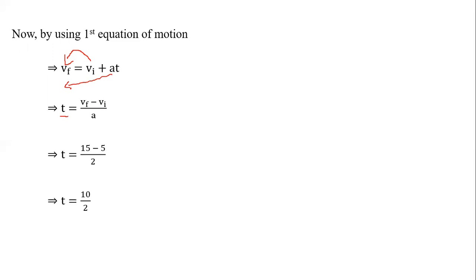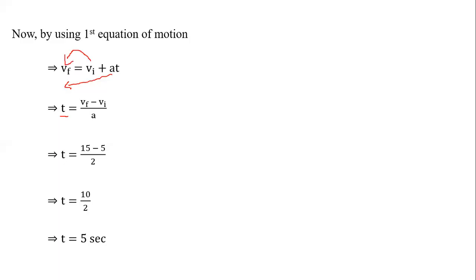Now, by using the first equation of motion, Vf is equal to Vi plus at, I have to find the value of t with the help of this equation. So t will become Vf minus Vi upon a. I bring Vi to the other side of the equation, and the acceleration also to the other side. Now put all the values. This will become 15 minus 5 upon 2, then 10 upon 2, and the time will become 5 seconds. In this way we find the time and also the acceleration.